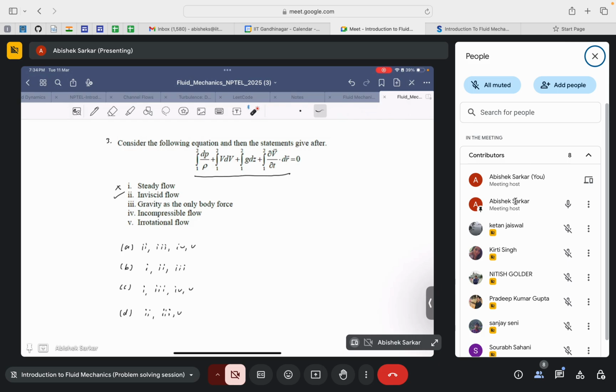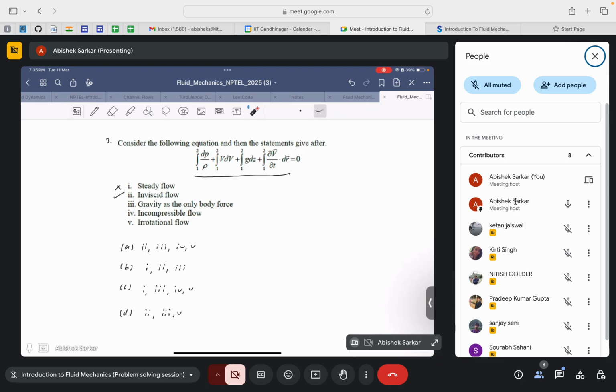Is it clear? So the ∂u/∂t term is there. It is contributing to the governing equation, right? So this is non-zero, so the flow cannot be steady, right? Okay, sir. Okay.